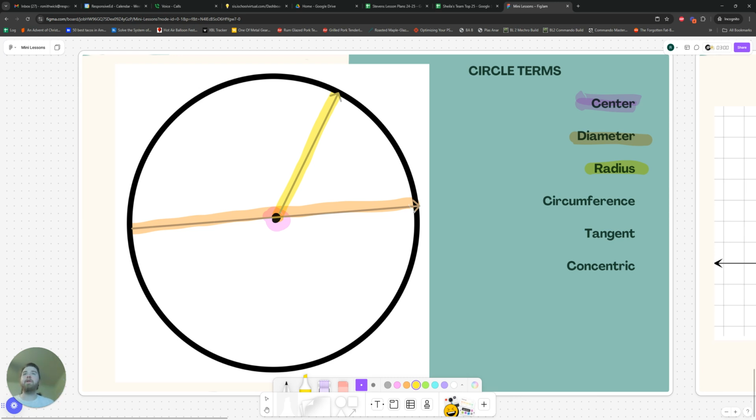All right, next one is going to be the circumference. That's already here. Circumference is just this distance that goes all the way around the circle. I'm not going to be doing a very good job drawing this freehand, but I'm going to do the best that I can, and that's the circumference of a circle.